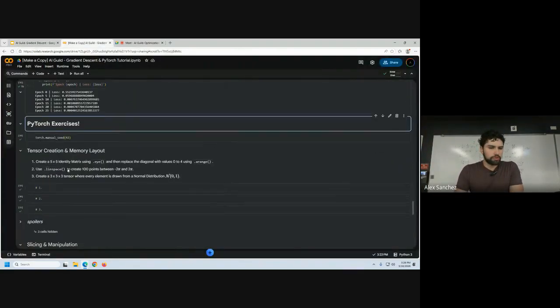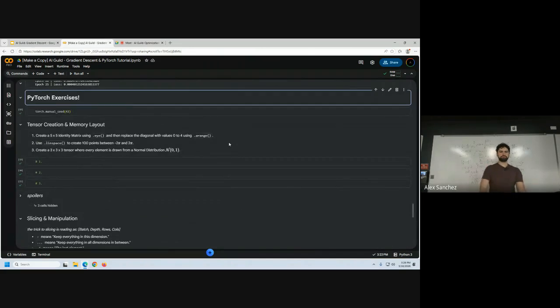Go back to the notebook. Here we have some PyTorch exercises, kind of. Again, just to get used to, don't worry much about the syntax. Tools come and go, but the math and the intuition, make sure we can build that up.